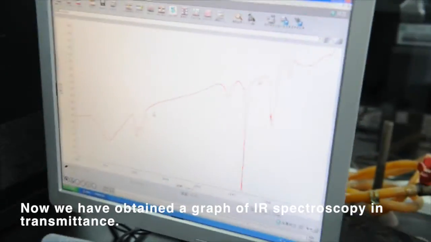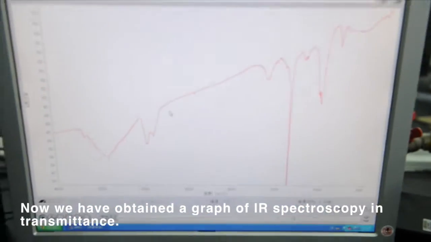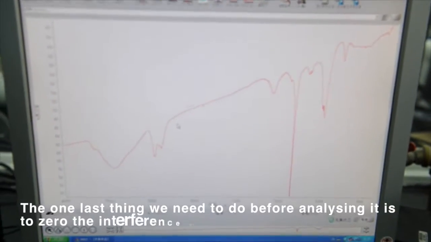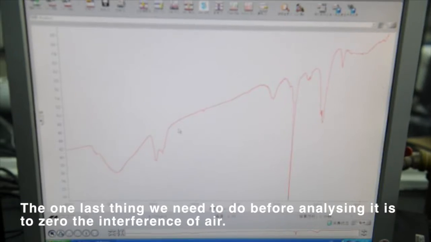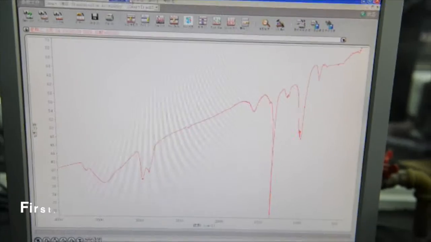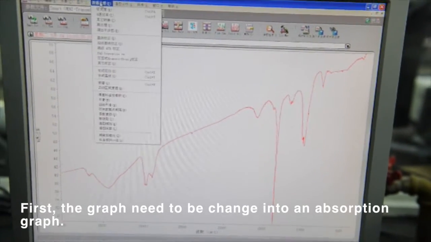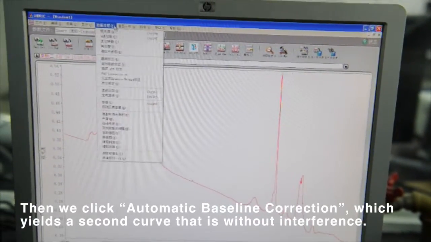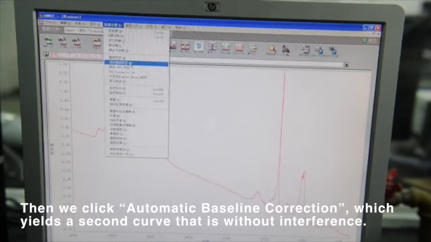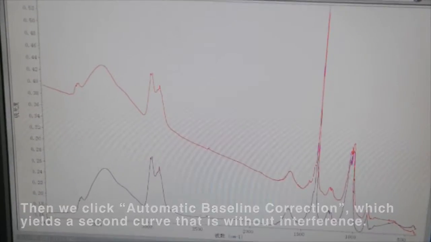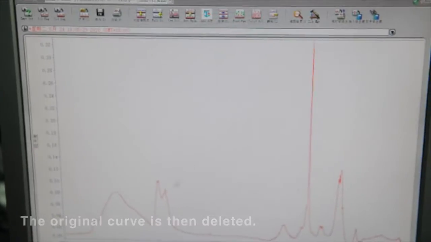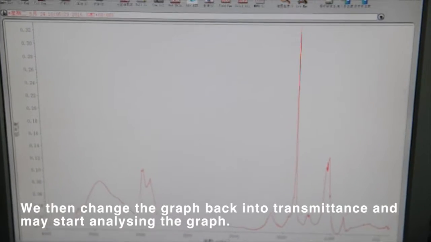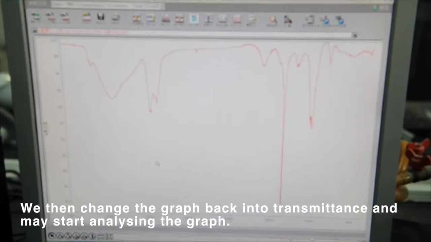Now we have obtained a graph of IR spectroscopy in transmittance. The last thing we need to do before analyzing it is to zero the interference of air. First, the graph needs to be changed into an absorption graph. Then we click Automatic Baseline Correction, which yields a second curve that is without interference. The original curve is then deleted. We then change the graph back into transmittance and may start analyzing the graph.